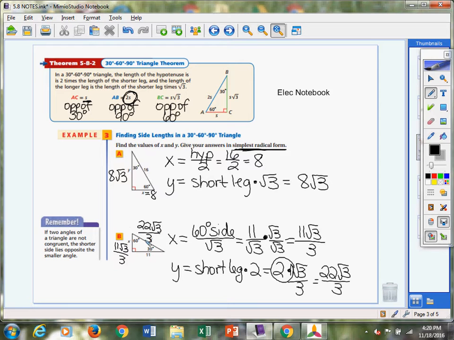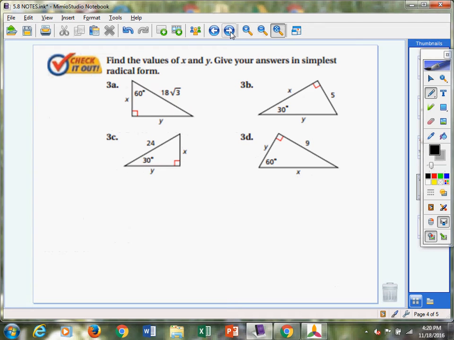Now, if you will flip the page, I've got a number of extra credits here. These are all 30, 60, 90. Give you a +4. I really want you to try these and see what you can do with it. 3A is really similar to the first one I did with you because that gives you the hypotenuse, and you can work your way backwards towards the short leg, and then of course to that medium-sized leg.